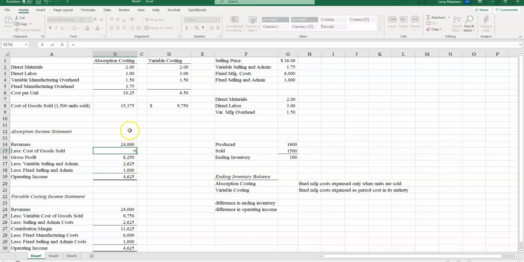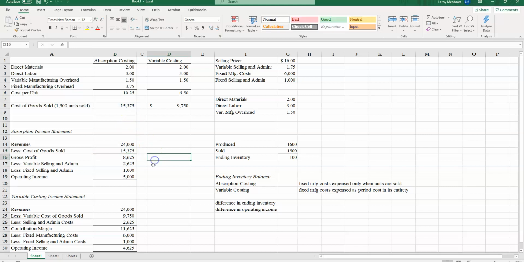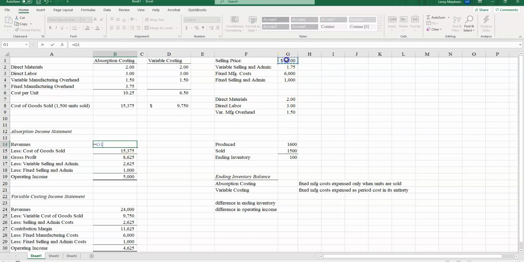And now let's change that, because now my costs per unit are a little bit lower since I'm producing more. My revenue is still $24,000, because I still sold it for $16 per widget, times the number of units sold, which is 1,500. So let me go ahead here, and that way we can do a sensitivity analysis too if we wanted to at some point in the future. And now my gross profit is $8,625.